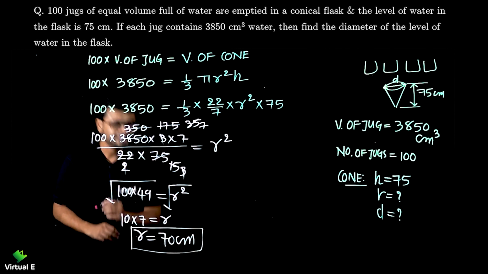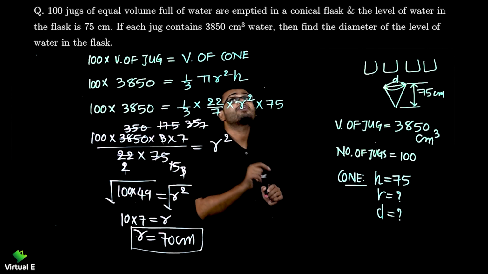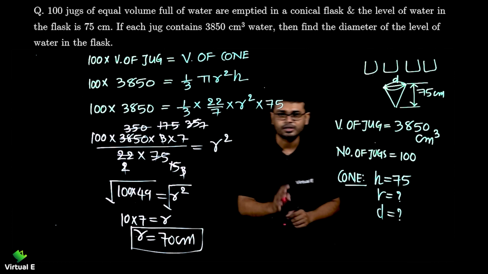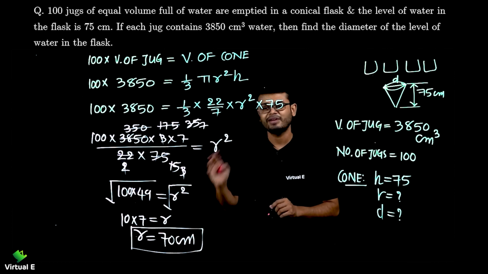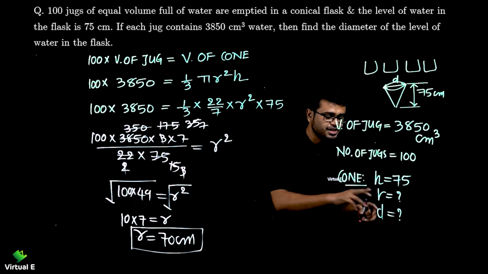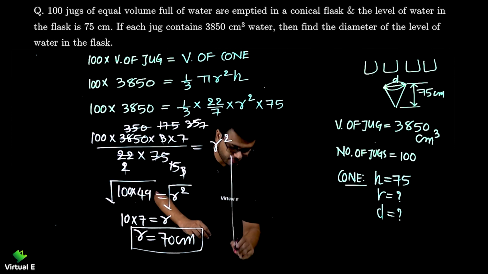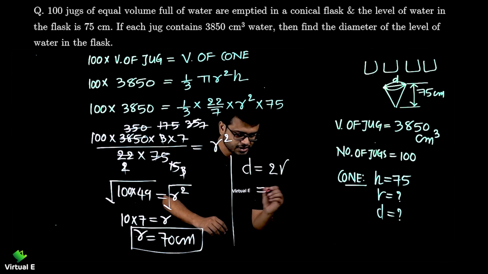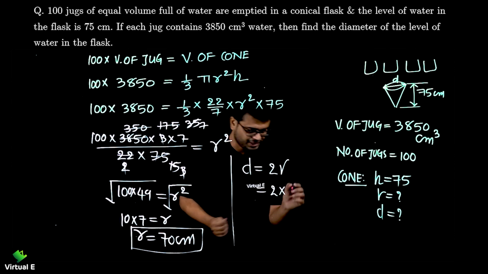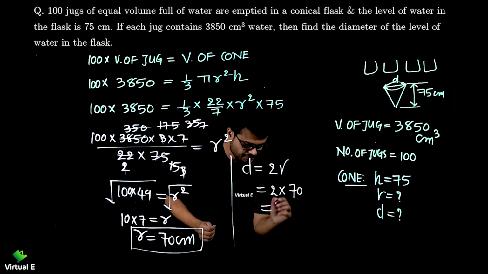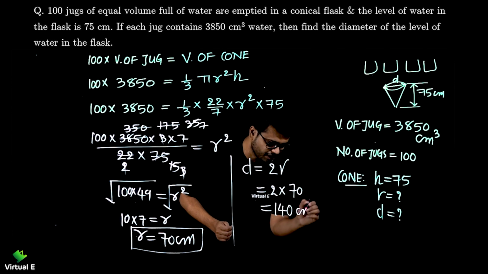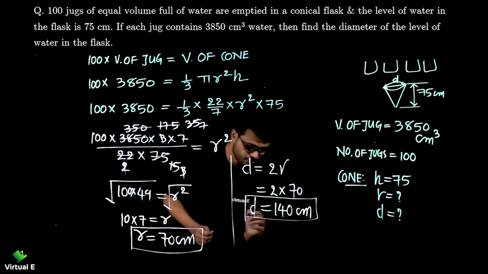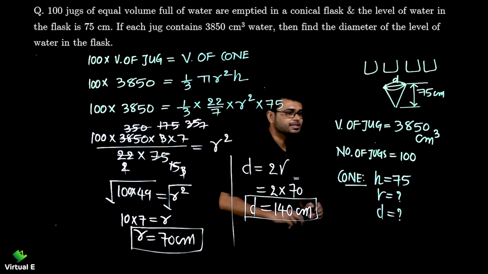Now, is this our final answer? No, right? We need to find the diameter. Read the question properly. If you stop at this point, your marks will be cut. You won't be able to get full marks even though you have the correct answer, because the catch is they are asking for the diameter. Now, if we want to find the diameter, we know diameter is equal to 2 times radius. So 2 times radius is what? 70 centimeter. So 7 2s are 14, that is 140 centimeter is the diameter. This is our final answer. We don't need to do any calculation further than this, right?